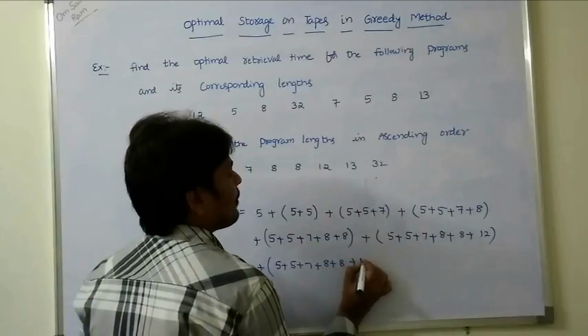The previous problems and this problem are only for a single tape. Suppose more than one tape is available. Then how do we find the optimal order and optimal solution?